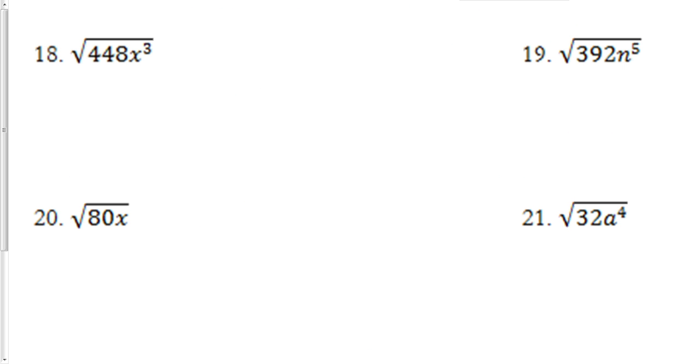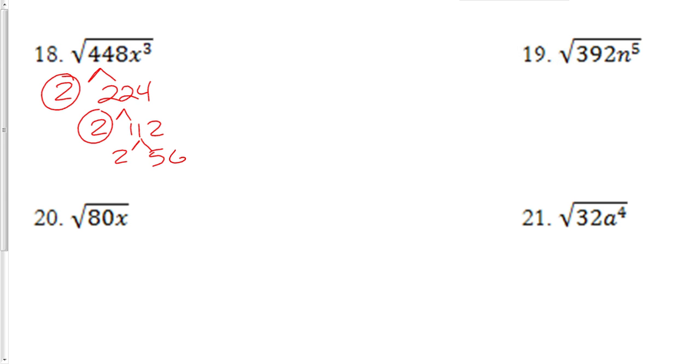Move on and look at a couple examples with variables. 448, start simple, start with 2. 2 again gives us 2 and 112. 2 again gives us 2 and 56. 56 is 7 and 8. 8 is 4 and 2. 4 is 2 and 2. So we've got 1, 2, 3, 4, 5, 6 2's and a 7.